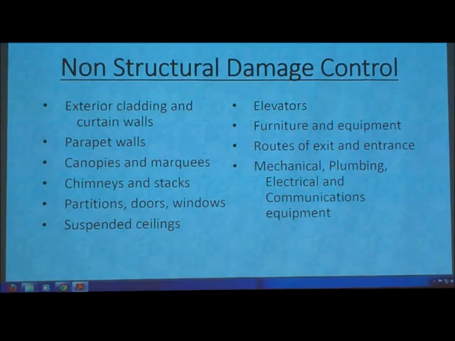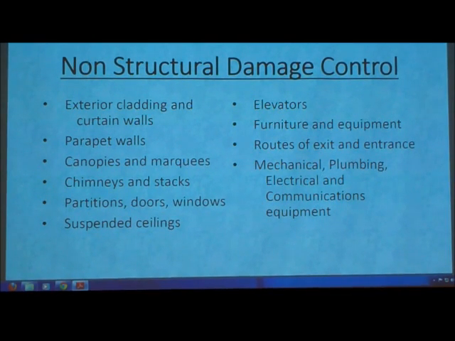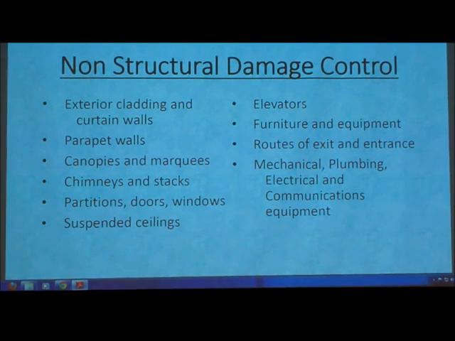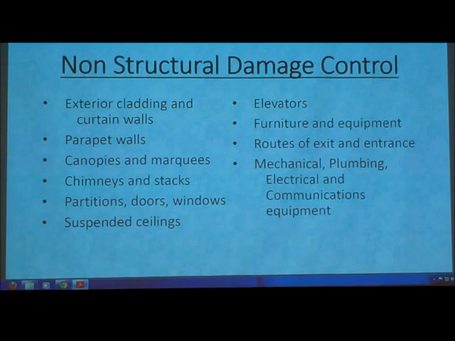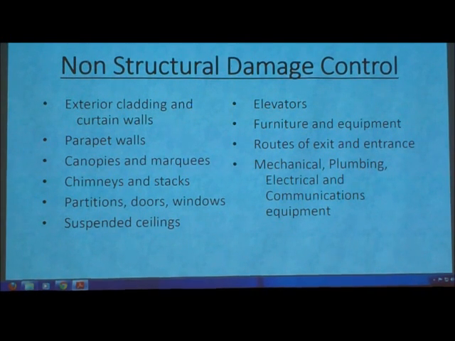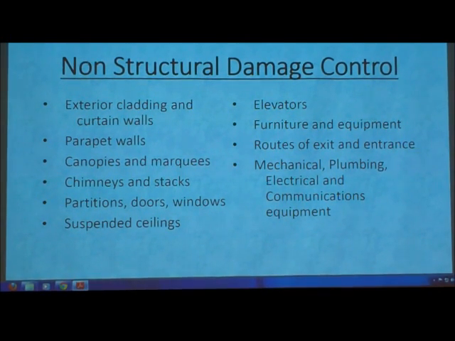This right here is some examples of non-structural damage control, like you have parapet walls, chimneys, stacks, suspended ceilings, and elevators. And these are all other criteria that you need to consider when you're designing a building, because you can have an earthquake happen and the shaking cause one of these to fall or collapse. You could have a fire that could cause problems. And so this is something you need to consider.